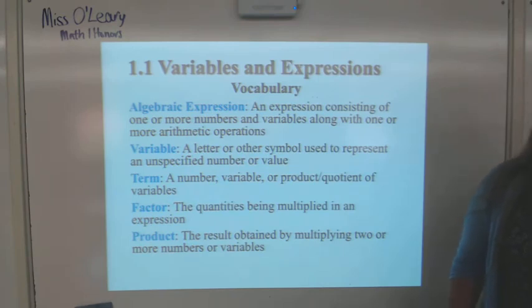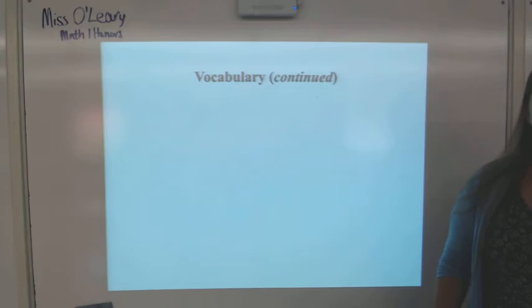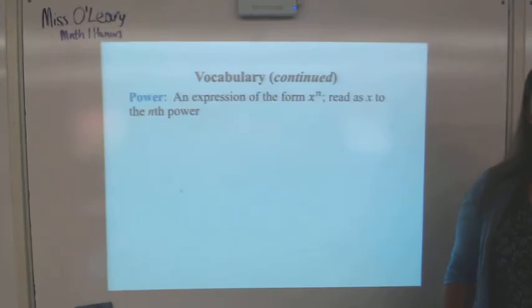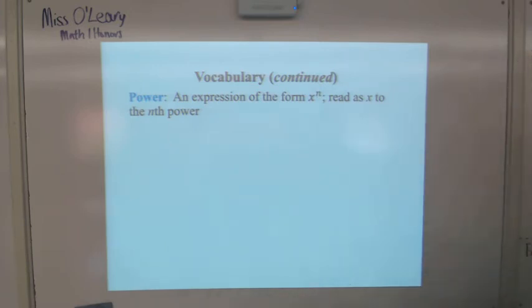And when you're ready, press play and we'll keep going with some more vocab today. 3 more vocab terms here. The first one is power. Power tells us the expression of the form x to the power of n. We would read it out loud as x to the nth power.